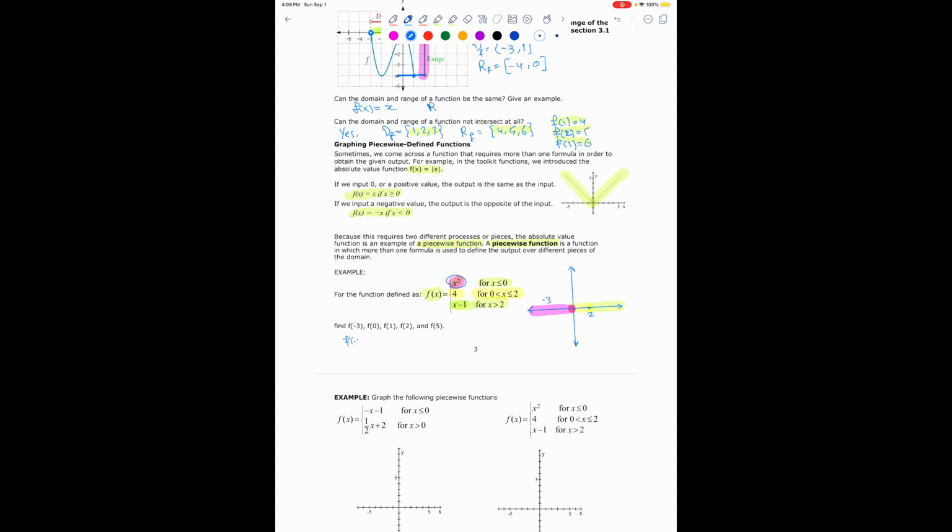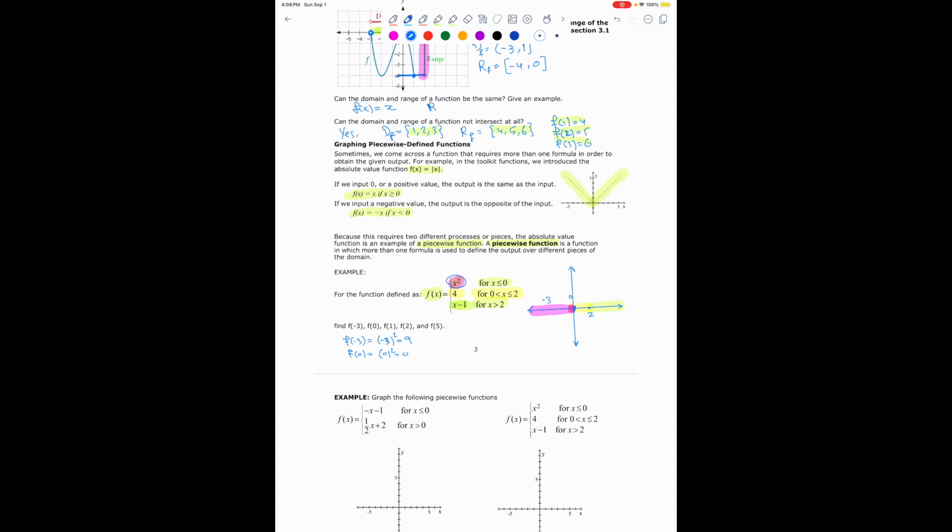So f of -3 is equal to -3 all squared. So we took the pink formula and we substituted x with -3, which is going to give me 9. F of 0. Notice how the first interval takes the 0, which is the pink also. So the 0 is here, and the pink takes that as well. So I'm going to use the first formula. F of 0 is equal to 0 squared, which is equal to 0.